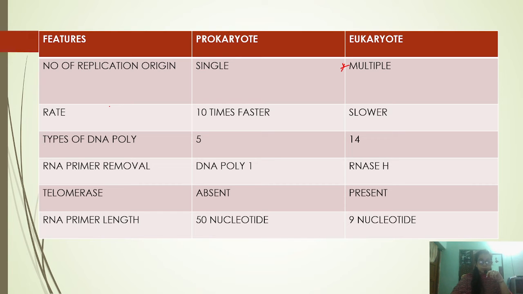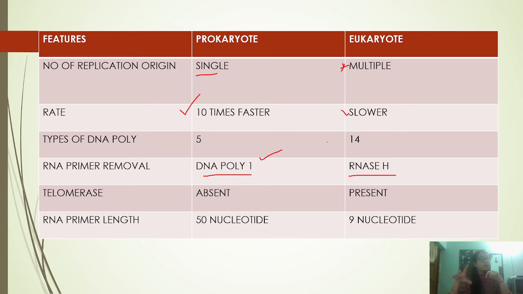Next, coming to the rate, as the single replication site is present, naturally the process of replication will be faster as compared to eukaryote, because many replication origin sites will be there, so the process will be slower. The DNA polymerases involved in prokaryotes are 5 types, 1, 2, 3, 4, 5, and in eukaryotes there are 14, like alpha, delta, epsilon, gamma, and so on. Primer removal is done by DNA polymerase 1 in prokaryotes, and in eukaryotes RNase H, or you can say FEN1, does that function.